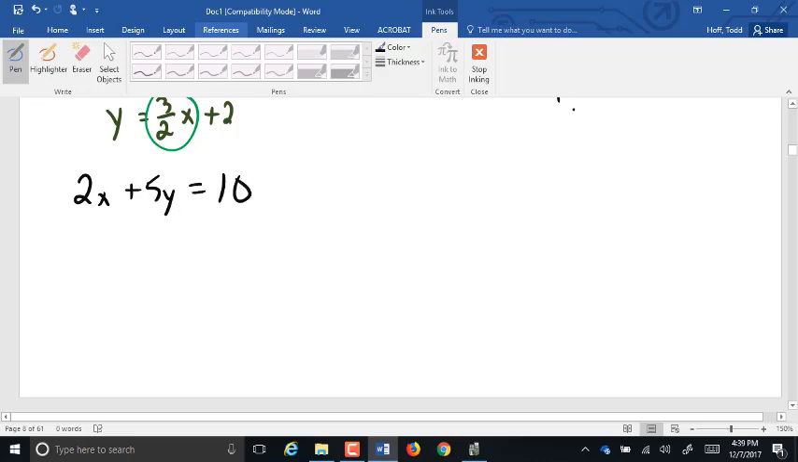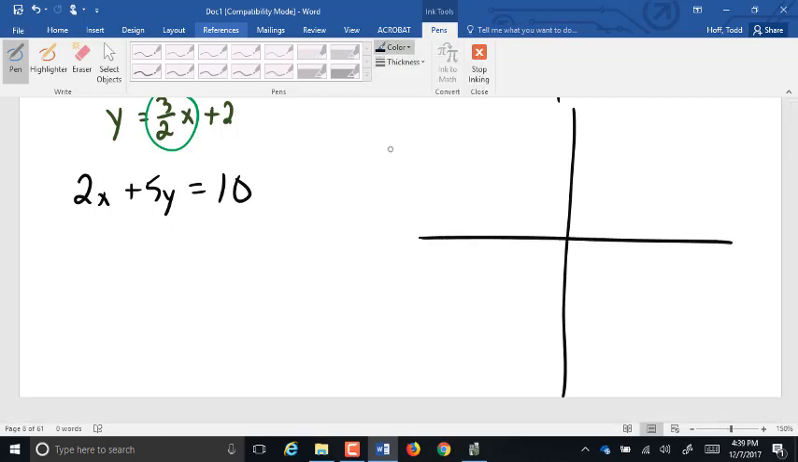2x plus 5y equals 10. To graph that, again, we still need to get y by itself. So y here has to be isolated. If we look at how this was put together, y was multiplied by the 5, and then the 2x was added to it as a unit.